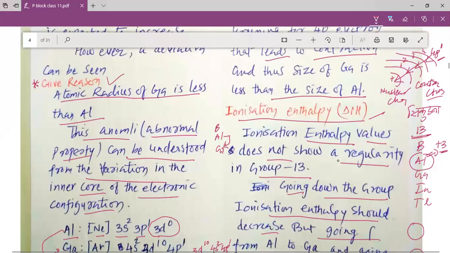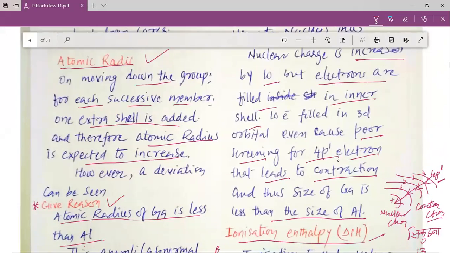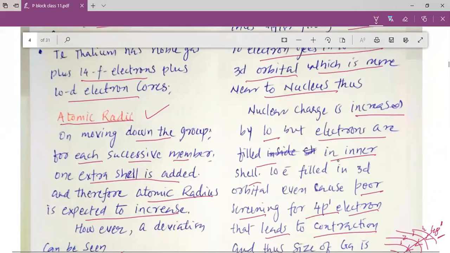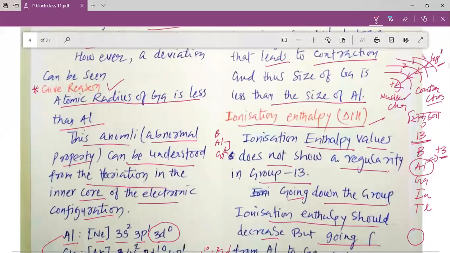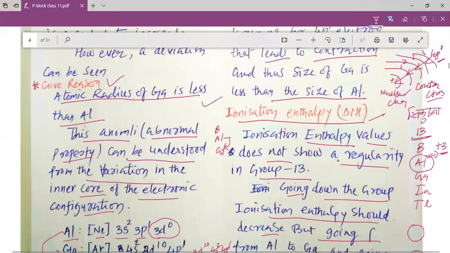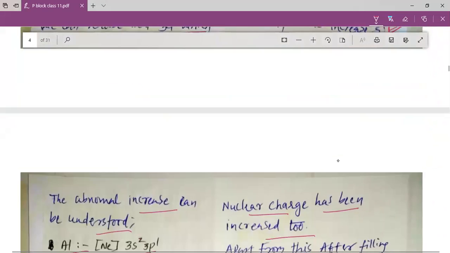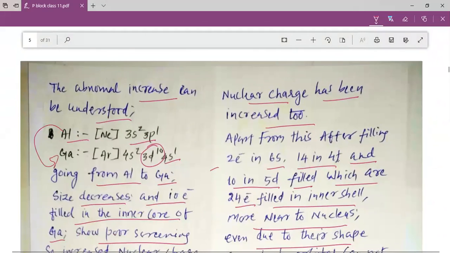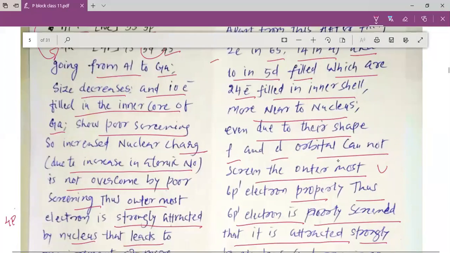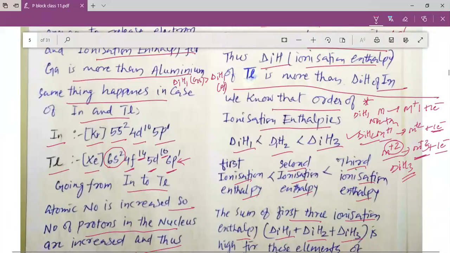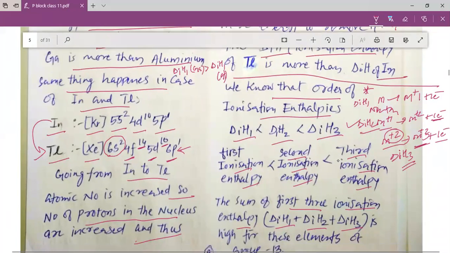So, dear students, we have studied a few things in the last period. Let us revise that. We started studying the ionic radii. We know that as we go down the group, the ionic radii increase, but going from aluminum to gallium, the ionic radii decrease. We have even studied that the ionization enthalpy value also increases going from aluminum to gallium, and even going from indium to thallium the value of ionization enthalpy increases.